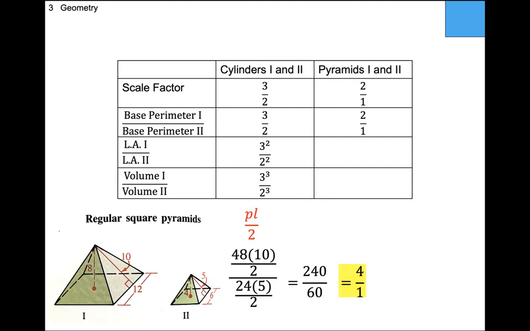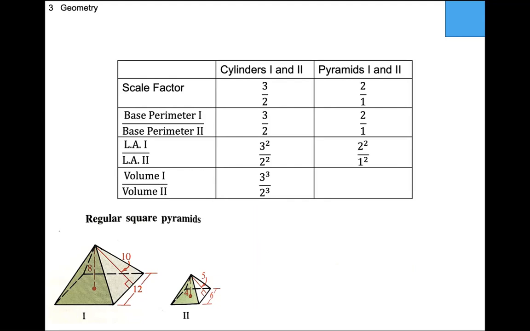So we get 4 over 1, but 4 over 1 isn't squared, but you could write 4 as 2 squared, and you can write 1 as 1 squared. So we get 2 squared over 1 squared, and we got what we thought we were going to get. So without doing the math, we can just predict that the volume ratio is going to be 2 cubed over 1 cubed, or 8 over 1.